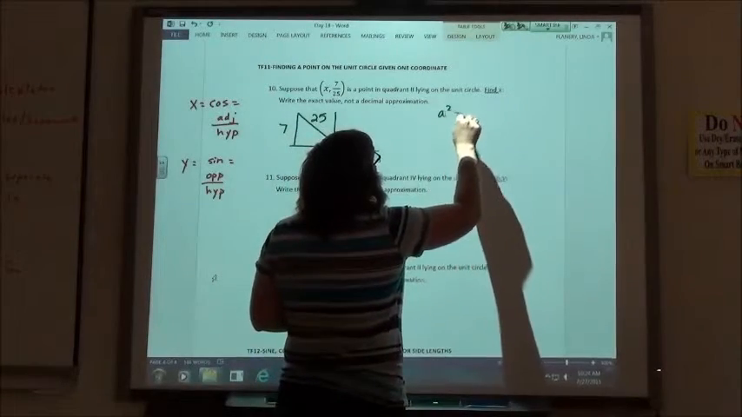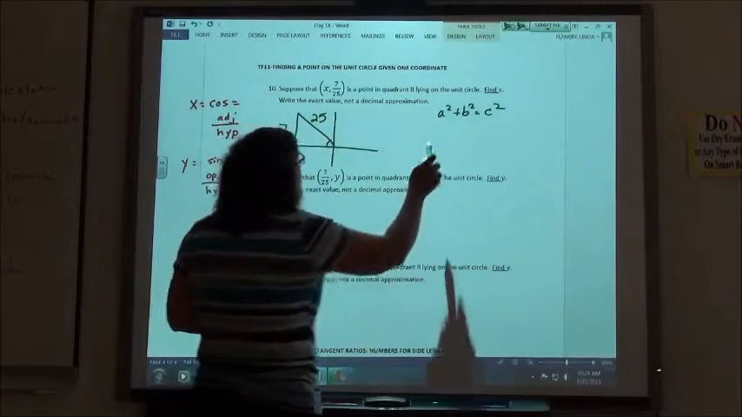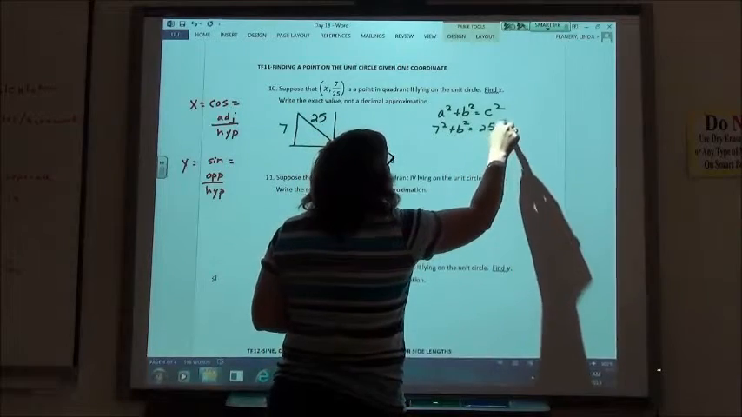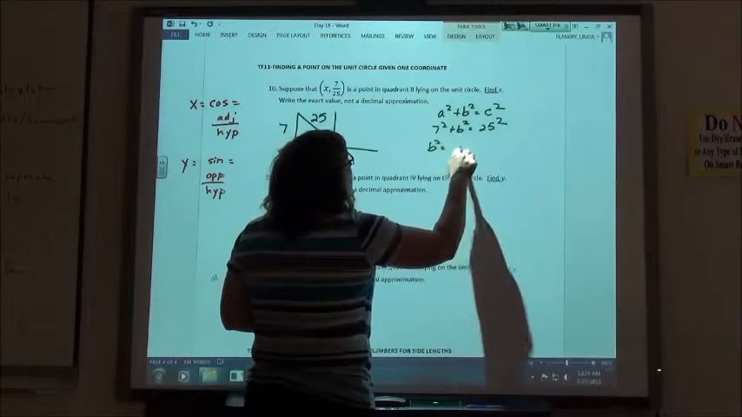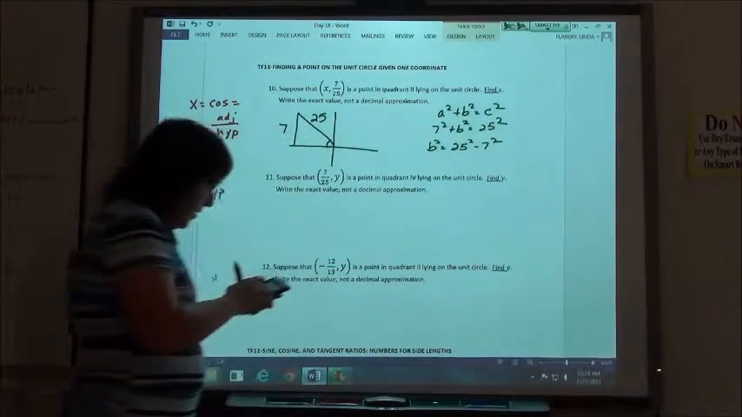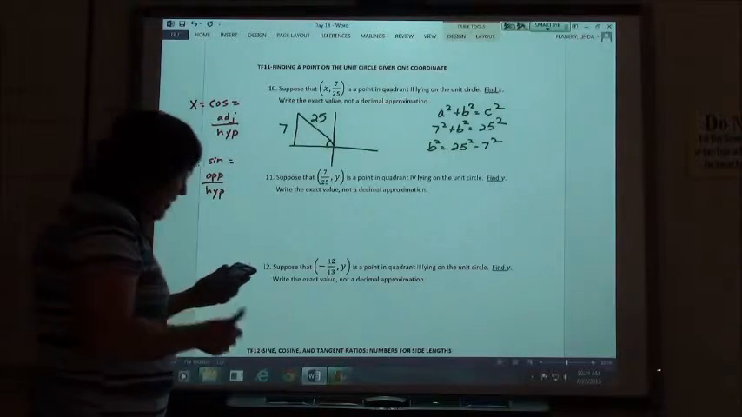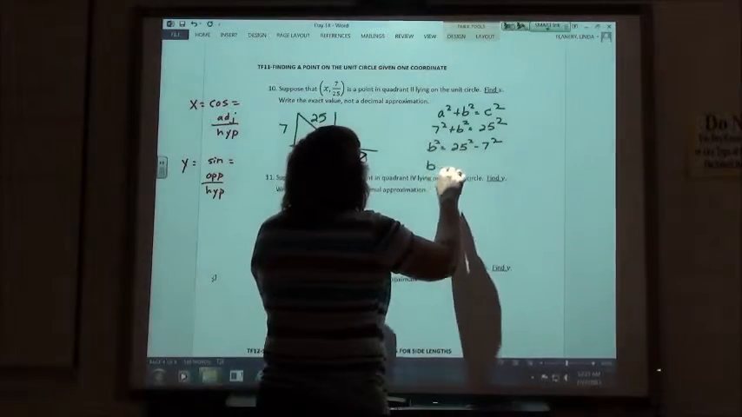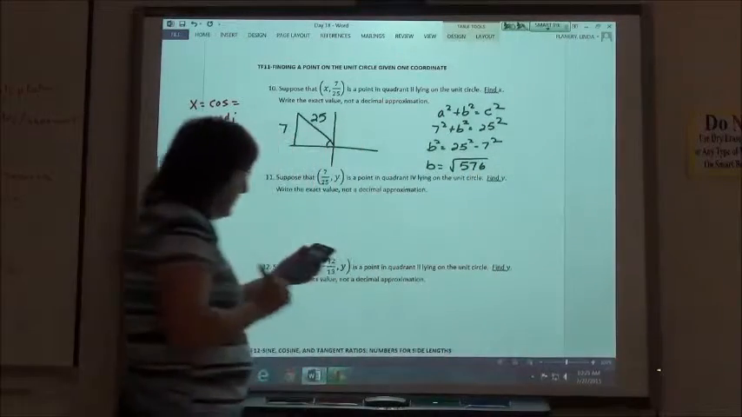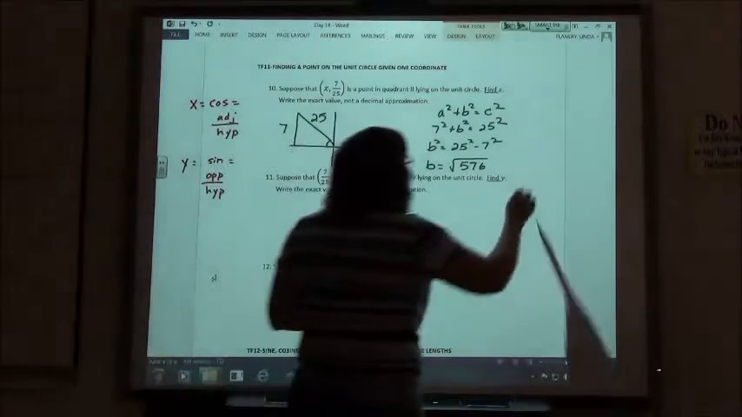We know that a squared plus b squared equals c squared. And so we know that 7 squared plus b squared equals 25 squared. B squared is then going to equal 25 squared minus 7 squared. So 25 squared minus 7 squared gives me 576. So B is going to equal the square root of 576. And so B equals 24.